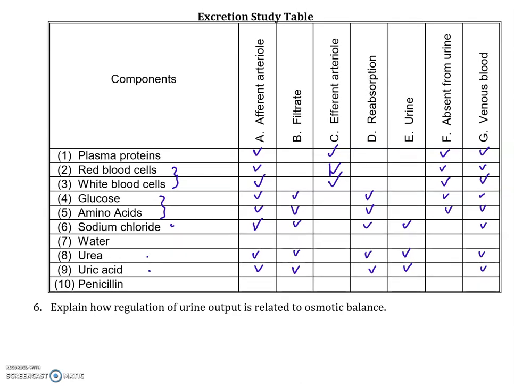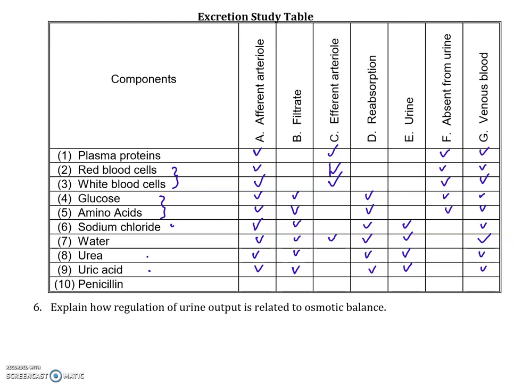Now the water should be pretty much everywhere, so we have definitely in the afferent arteriole and the filtrate. There's still some left, of course, in the efferent arteriole. We can't just run the blood dry there. You reabsorb most of it. Some of it will be in the urine, absent from urine no, but in the venous blood, yes.